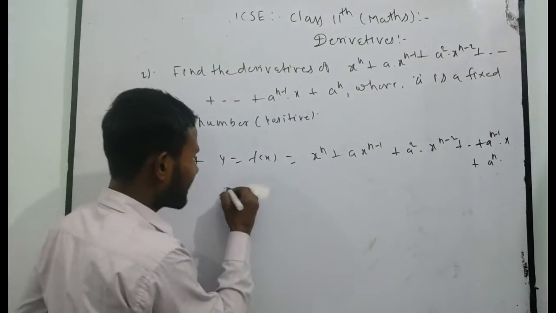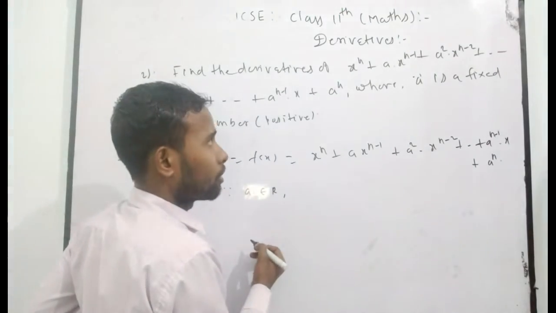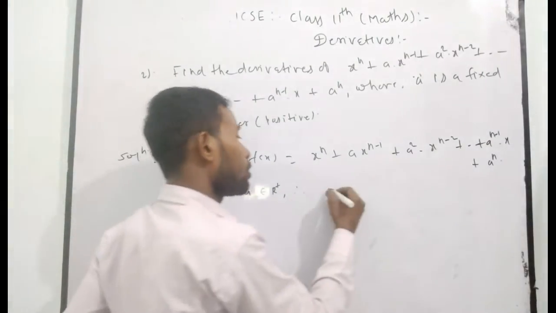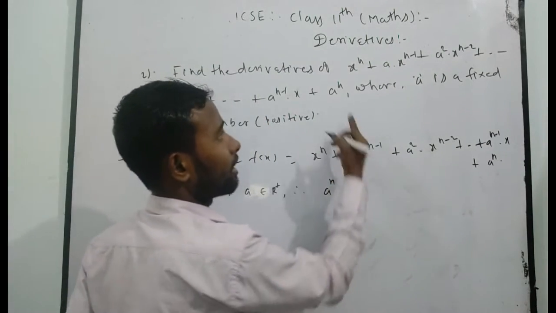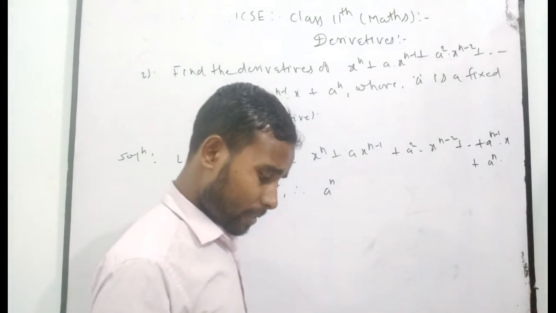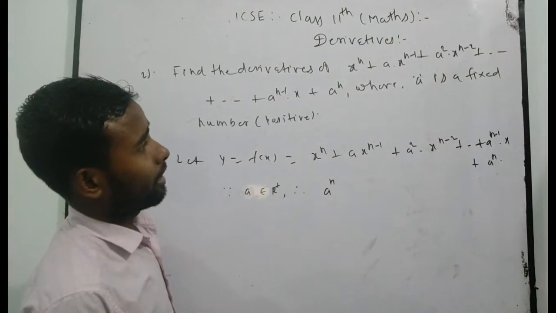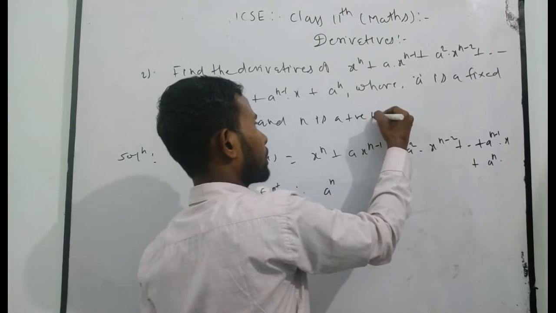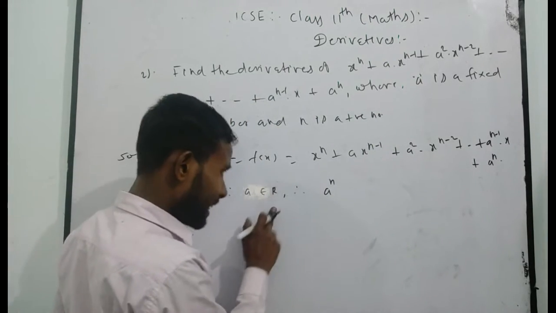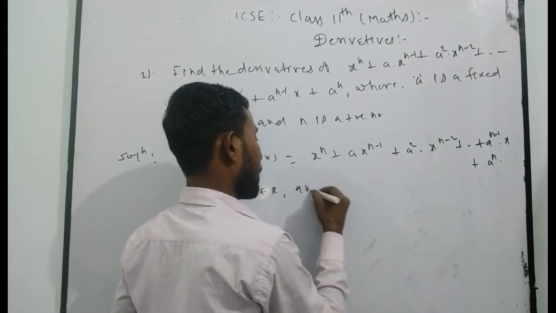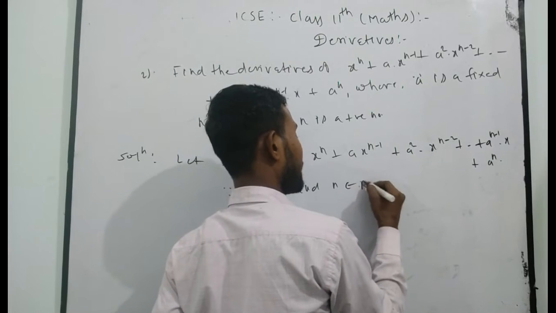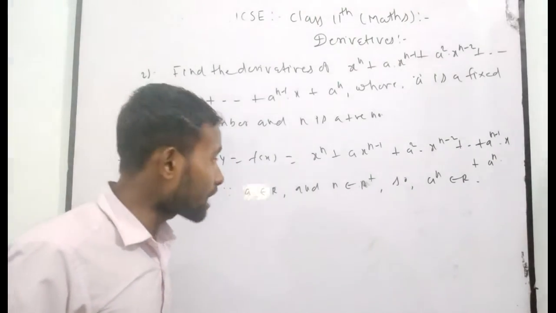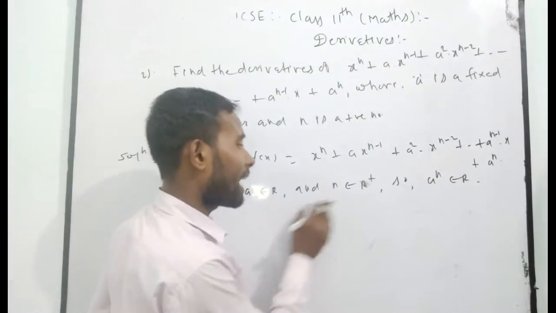If you wish, I want to write, since a belongs to the real numbers. Here a is a fixed real number, so I will take a to the power n, where n is a natural number, that is, any positive integer. a is a real number and a to the power n also belongs to the real numbers. Why? Because a is a number and n is any number.